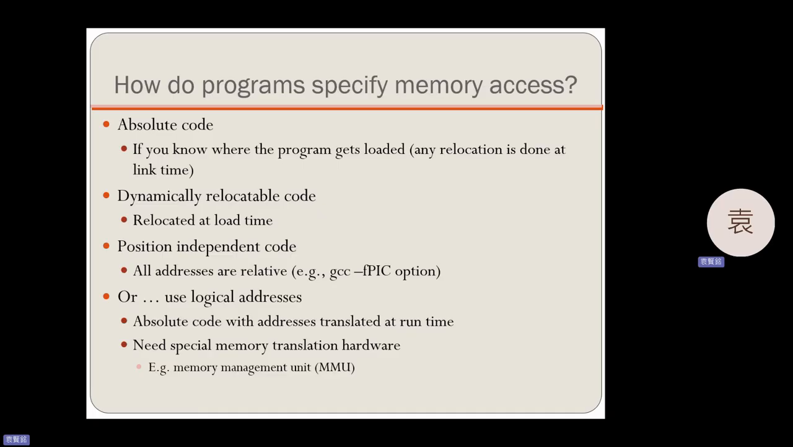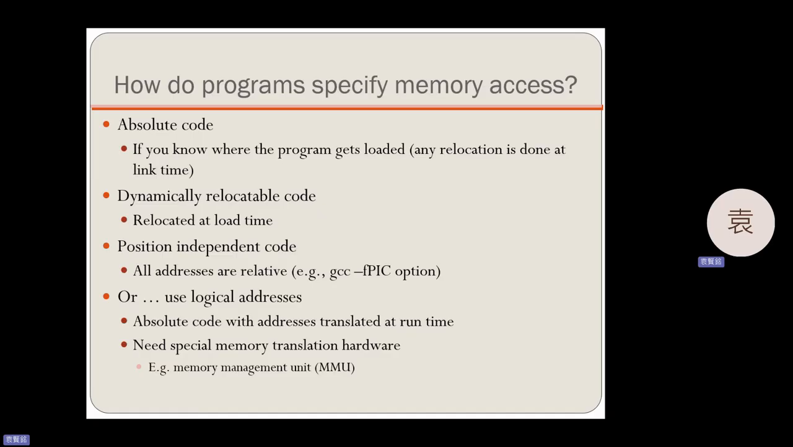The third approach is position independent code. Instead of generating absolute code or leaving unresolved symbol tables or reference binding to loading time, position independent code means all the references generated by the compiler are relative to something, to the program counter or to specific registers. For example, if you use the GCC compiler with this option, it will generate position independent code.